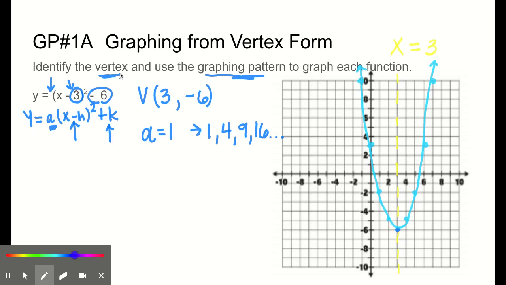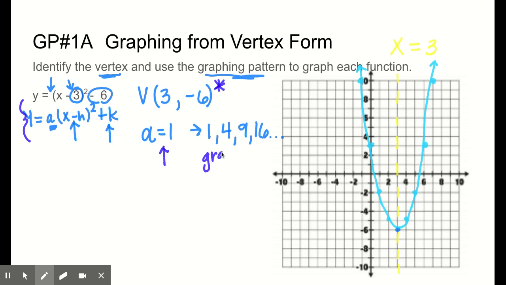So again, from vertex form, go ahead and add to your toolbox. The first thing you want to do is identify the vertex. From vertex form, that's the H and the K. Make sure you include what vertex form looks like in your toolbox. Also identify the A value. Is A positive or is A negative? Because that's going to determine whether our parabola opens up or down. And then after that, you want to apply the graphing pattern, the 1, 4, 9, 16, to find the next few points after your vertex.